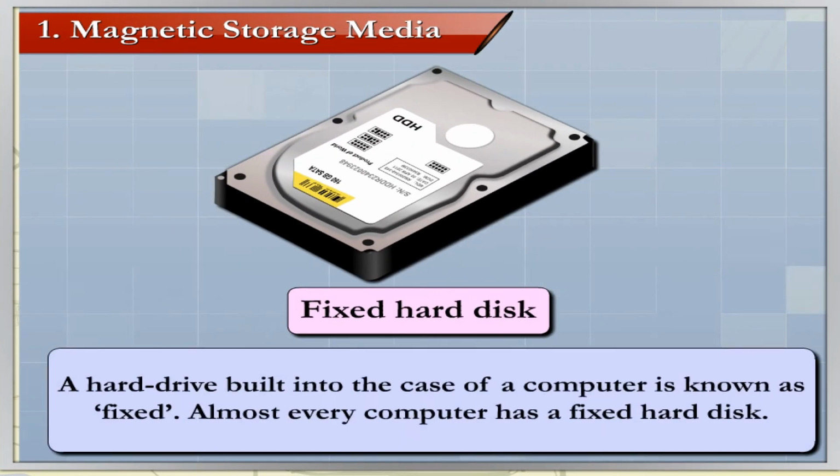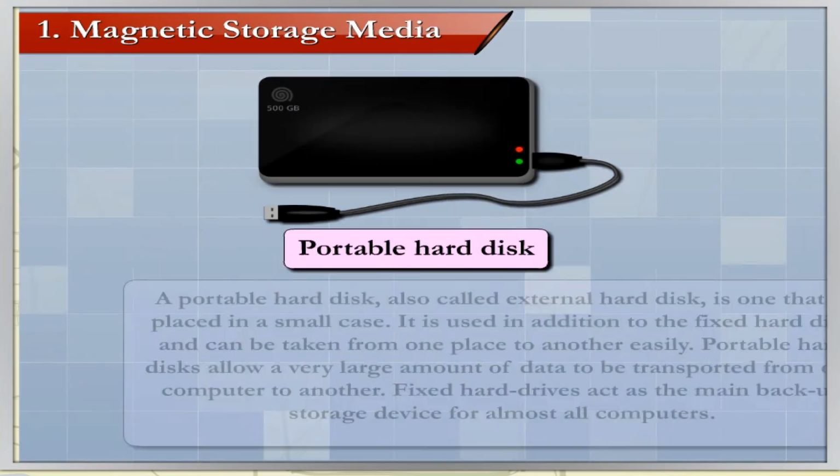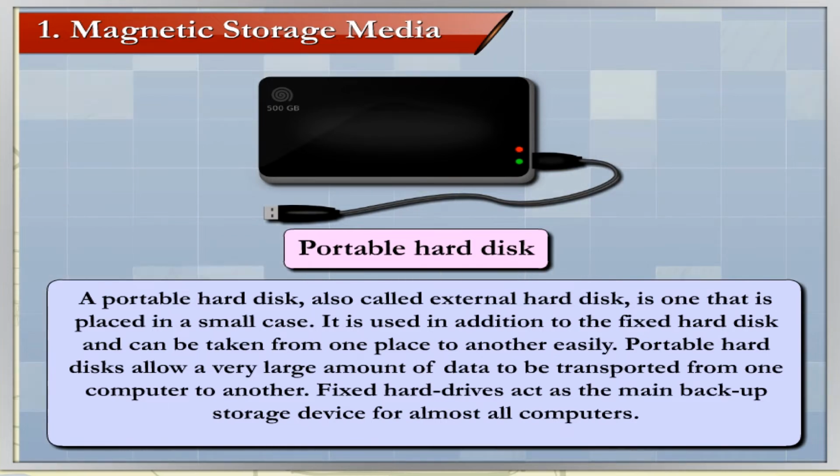Fixed hard disk. A hard drive built into the case of a computer is known as fixed. Almost every computer has a fixed hard disk. Portable hard disk. A portable hard disk, also called external hard disk, is one that is placed in a small case. It is used in addition to the fixed hard disk and can be taken from one place to another easily. Portable hard disks allow a very large amount of data to be transported from one computer to another. Fixed hard drives act as the main backup storage device for almost all computers.